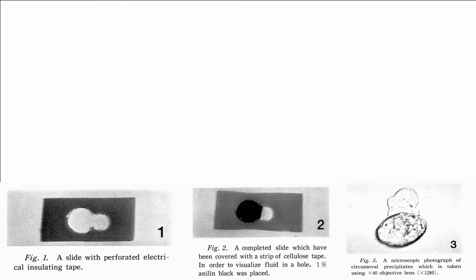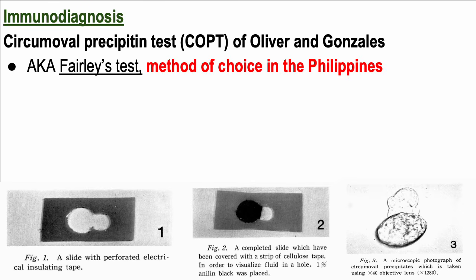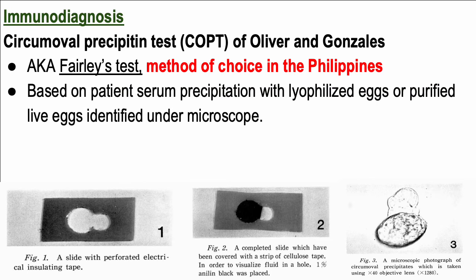For the immunodiagnosis, this is called the circumoval precipitin test of Oliver-Gonzalez. This is also known as the Fairley's test, and this is the method of choice here in the Philippines. This is based on the principle of patient serum precipitation with lyophilized eggs or purified live eggs. This is done by adding 1 drop of patient serum sample onto the bigger hole in the template. Next is to add 1% aniline black plus the lyophilized egg onto the bigger hole as well.